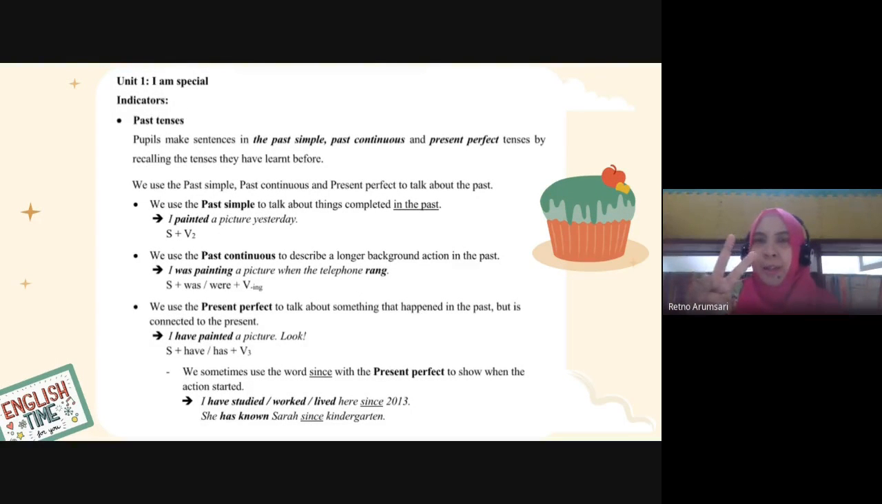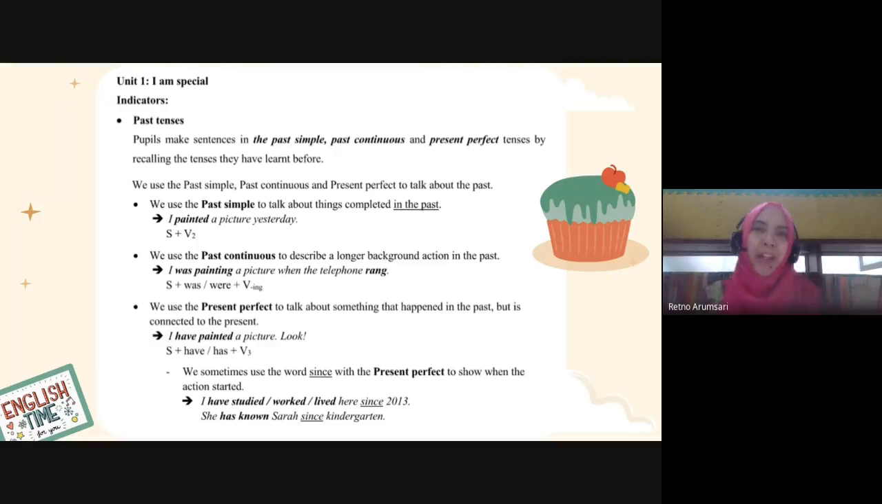What's the clue for past continuous? First, there may be two blanks in the problems. And then there is when, while, or as in the sentence, just like your lesson in grade 5, right? That's the clue for past continuous.